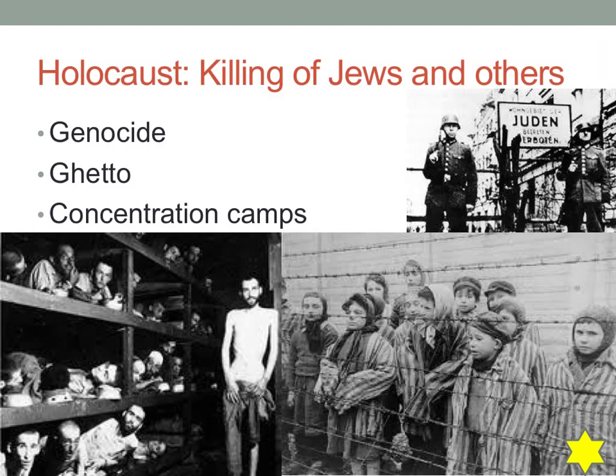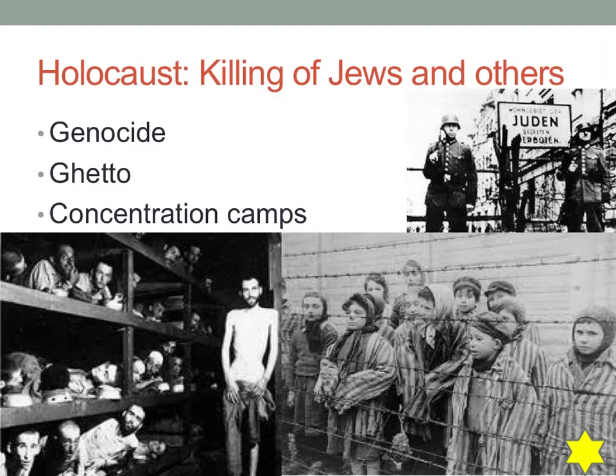While some formed resistance movements inside the ghettos, others resisted by other means. They published and distributed underground newspapers. Secret schools were set up to educate Jewish children. Even theater and music groups continued to operate.